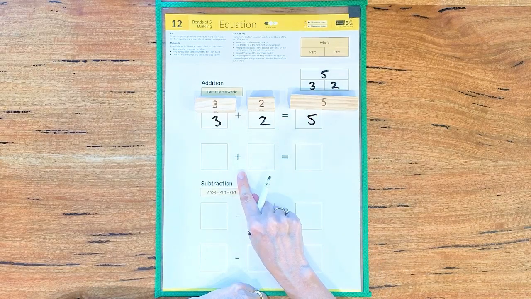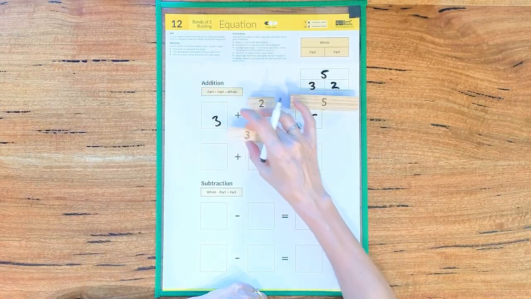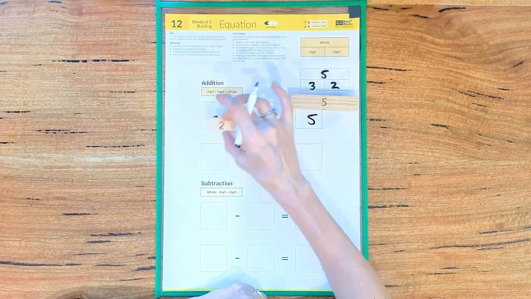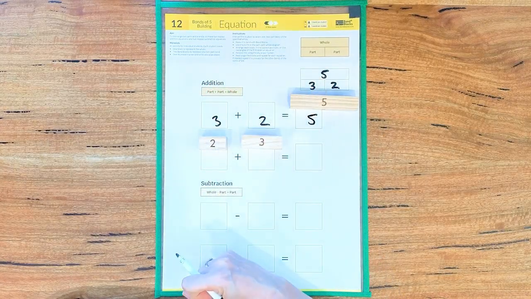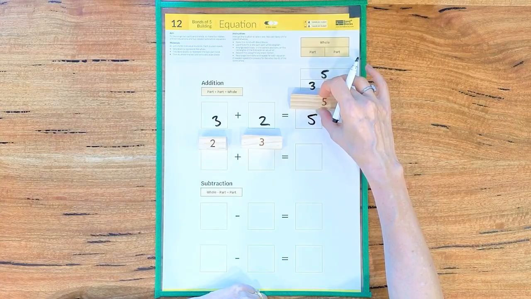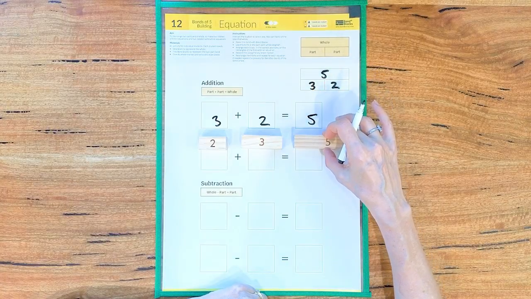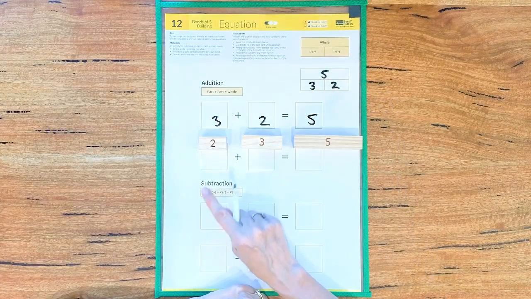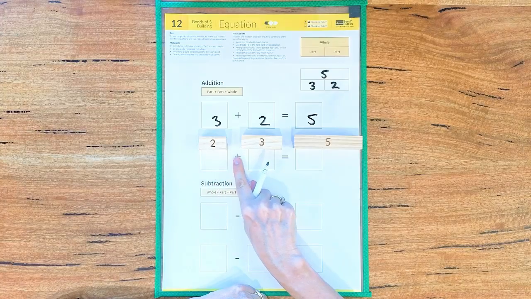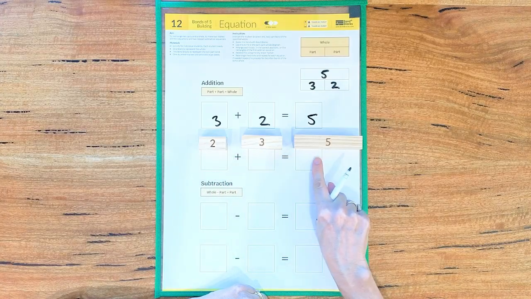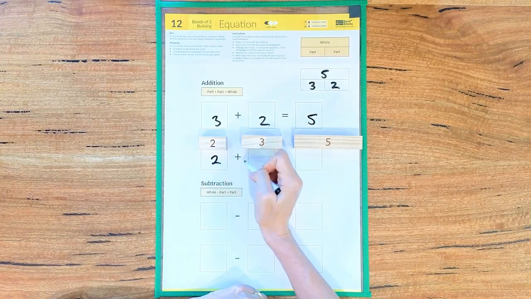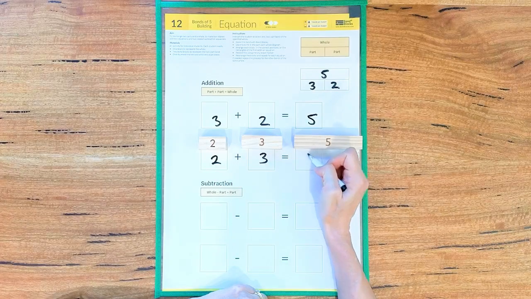When I come to my next addition, I can swap the position of the parts with each other, but I need to keep the whole in the same position. So I still have part add part equals whole. 2 add 3 equals 5.